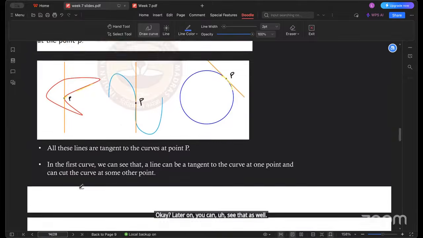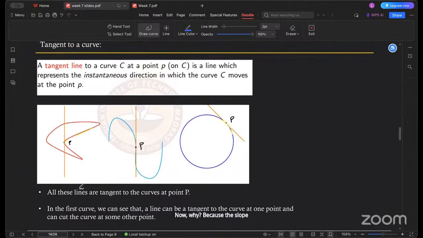Ma'am, why? Because the slope is infinite. Exactly, the slope becomes infinite. Circle has infinite tangents, ma'am. No, we will not have. That's what I'm saying. If you have a line which has infinite slope, then that does not count as a tangent. We say that the tangent does not exist at those points.